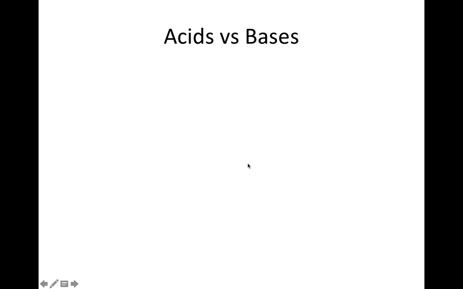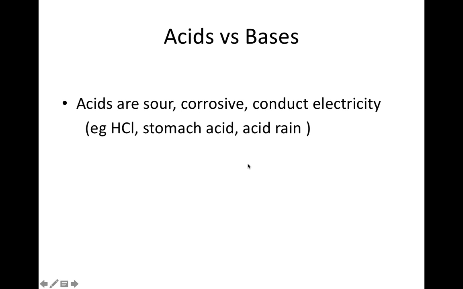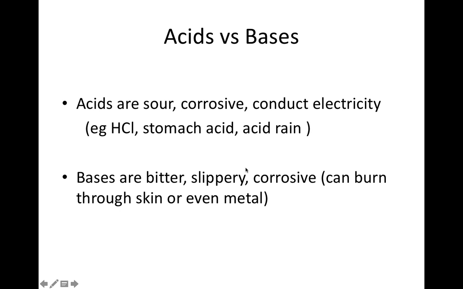So acids versus bases. Acids are sour, corrosive, and they conduct electricity. Corrosive means they can eat through things like metal or even the tissue of a person's hand. So you have to be very careful when dealing with acids. Bases are bitter, slippery, and they're also corrosive. They can burn through skin or even metal.